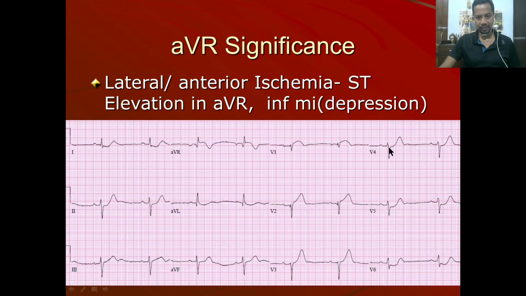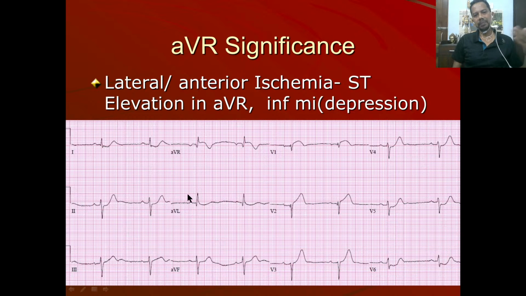Now see what's happening out here. There is coving, anterior wall MI. ST and T are merging together; you can't say where ST is ending. Then you see in leads V5, V6 there is ischemia happening. Lead 2 ischemia, lead 3 ischemia. So it's a widespread change. That is the importance of AVR.